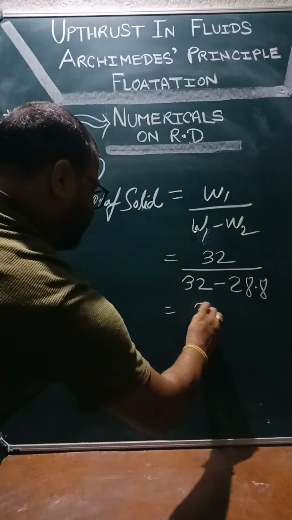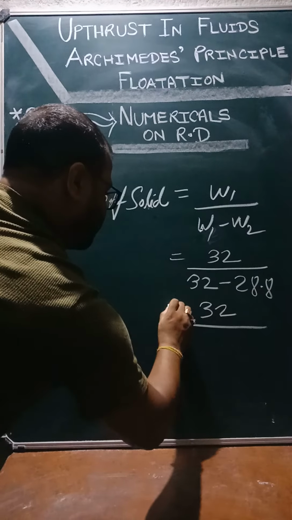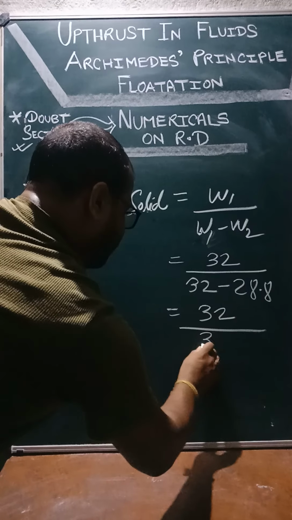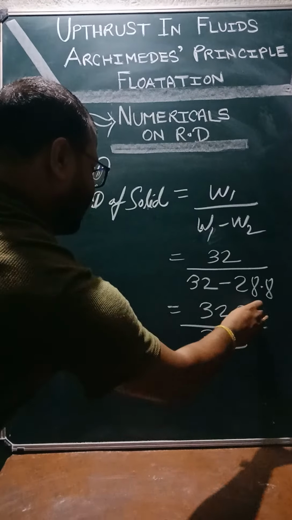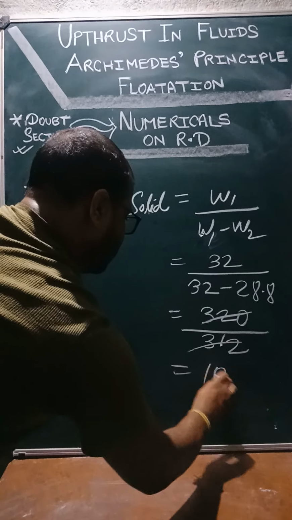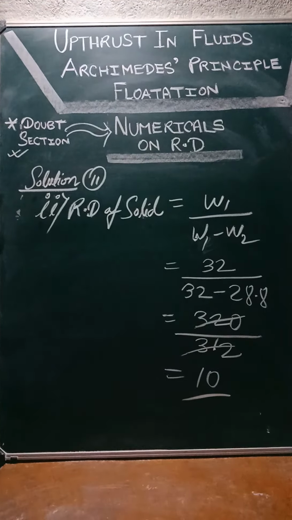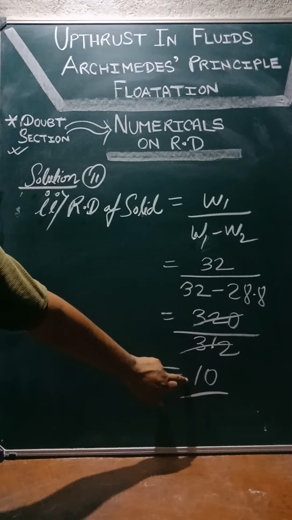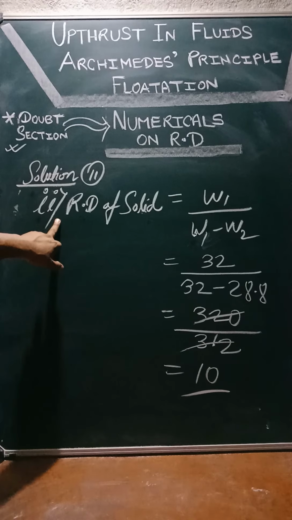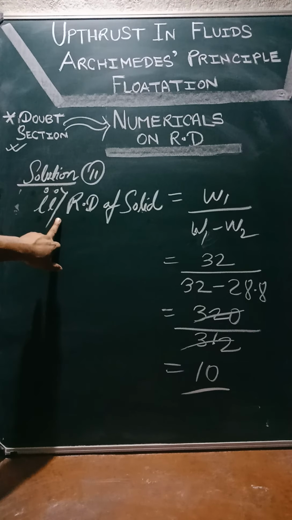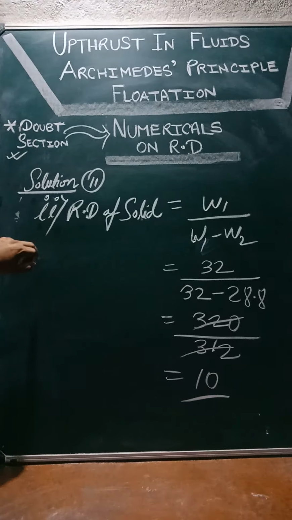So it will give you 32 by 3.2. So this point will be removed. It will cancel out and it will give you 10. So 10 is the answer for the second part of the given numerical. I hope you have understood. Now finally we'll go for the third part.